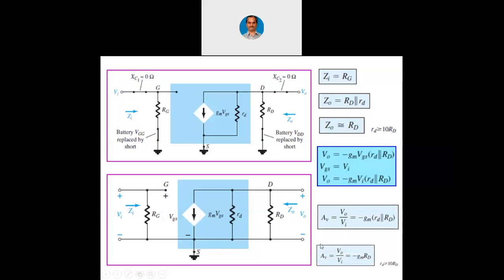Or we can say AV is V0 by Vi equals minus gm into capital RD when we ignore the small rd. But my advice would be, let us not use the lowermost equation, let us always use the upper equation, that is AV equals V0 by Vi equals minus gm into small rd in parallel with capital RD. Remember these three equations. In the next class, let us solve some exercises on fixed bias as well as voltage divider bias.